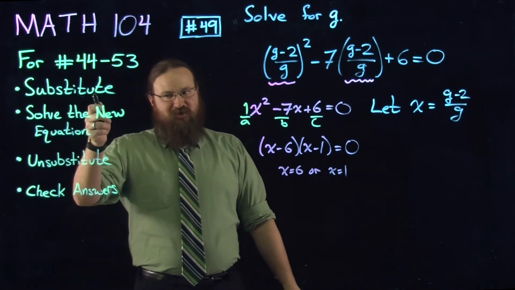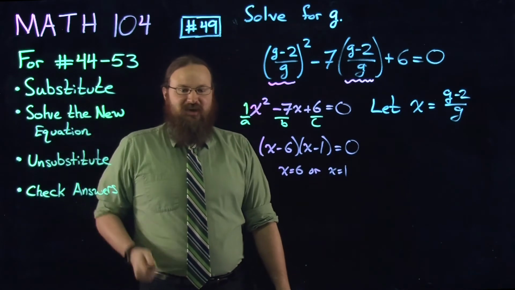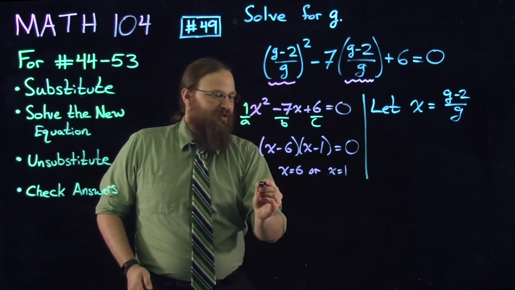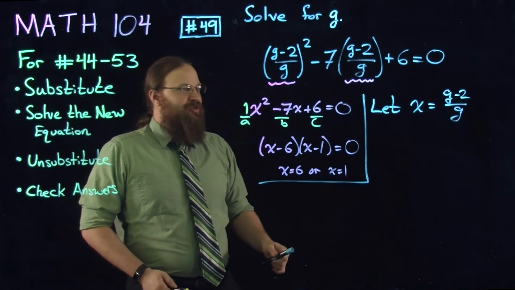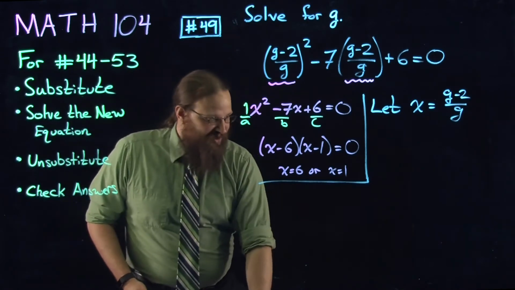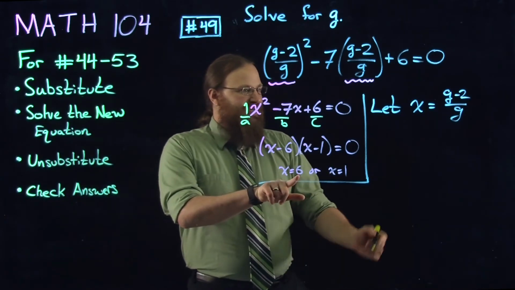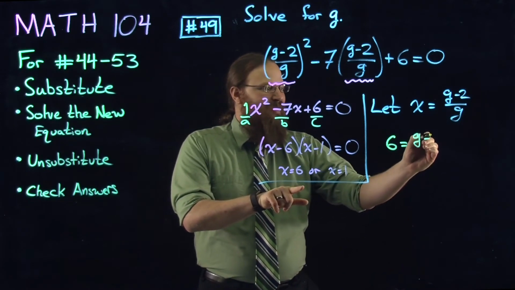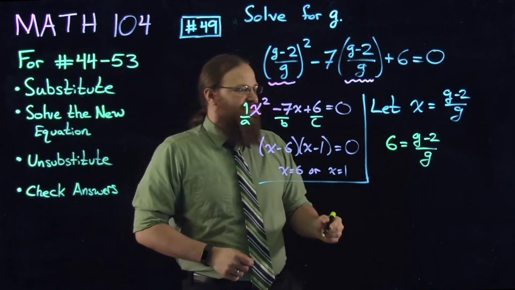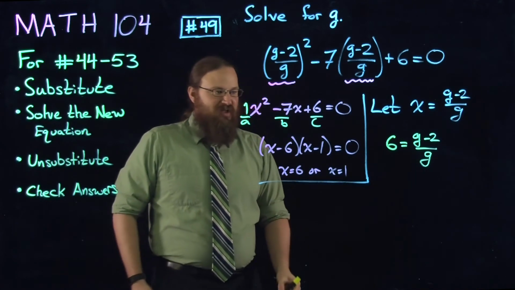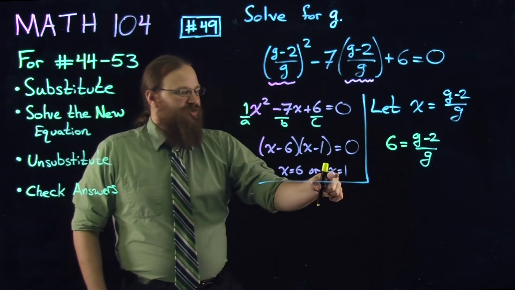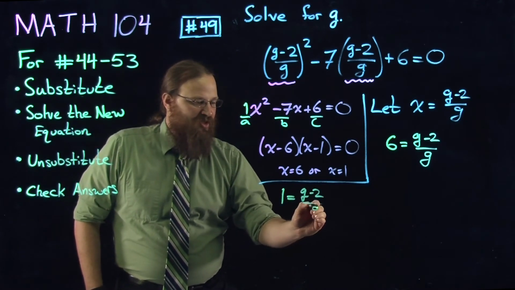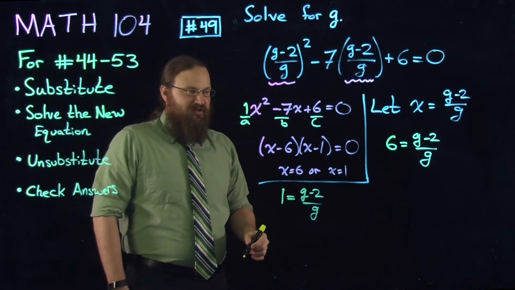So we've substituted, we've solved this new equation, now we need to unsubstitute. So we'll go back to the substitution that we have. And here, x is equal to g minus 2 over g. Let's take a look at our solutions. If we're looking at 6, 6 is x, which is the same thing as g minus 2 over g. That's going to give us one potential solution. X could also be 1. This will give us a possible second solution. Let's work through them.